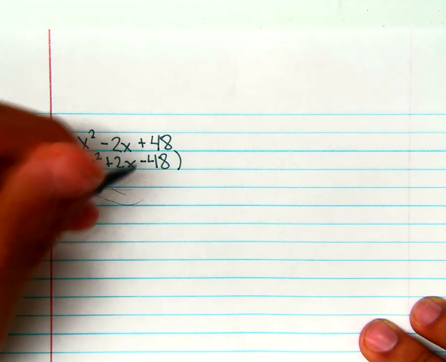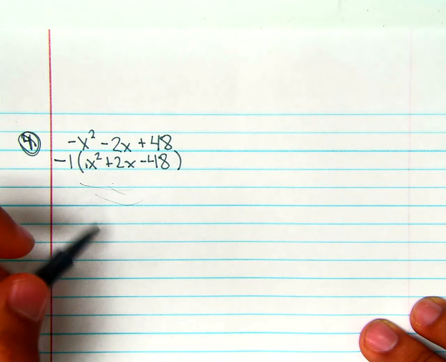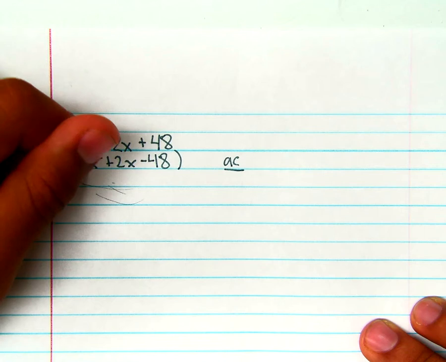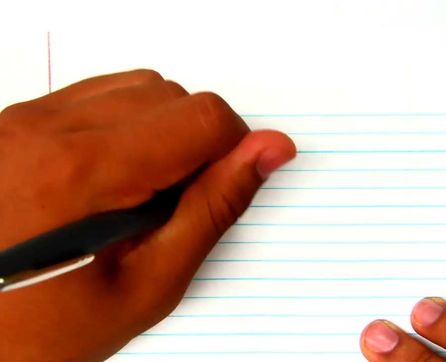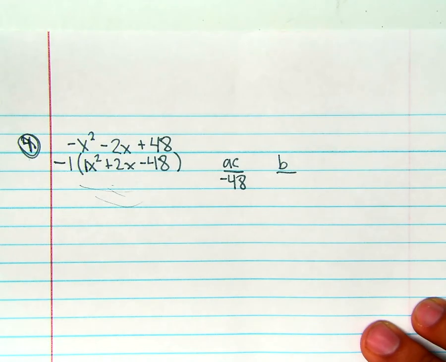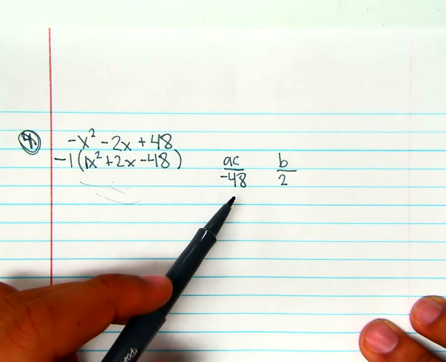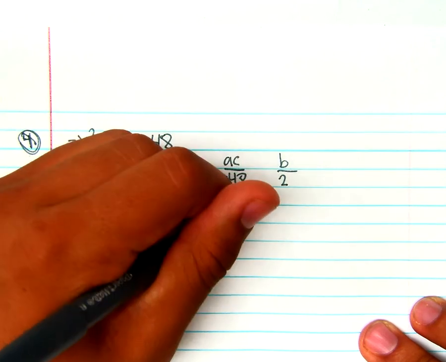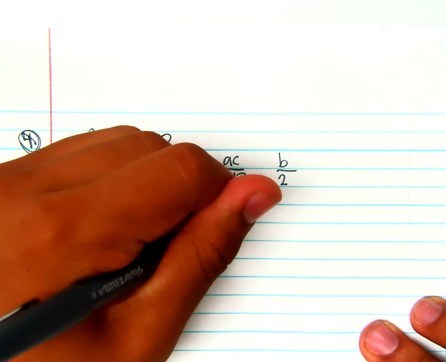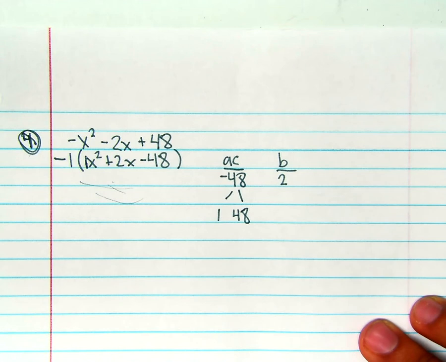Okay? So just looking at the polynomial inside the parentheses, what is our AC? What is A times C? Negative 48. 1 times negative 48 is negative 48. What is our B? 2. Okay? So we're going to take the same steps. We're going to find the factors of 48. What are the factors of 48? What's the easiest one? 1 and 48, will any combination give us 2?